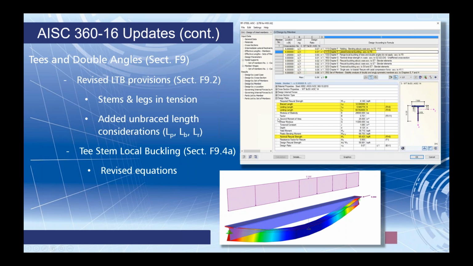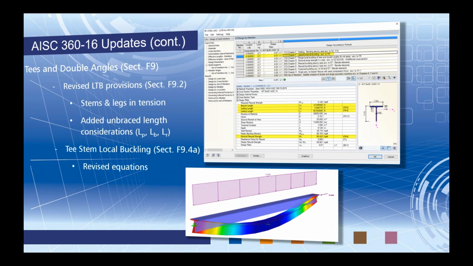Again, for my example here, you can see just a simple T section, and chapter F is listed here with lateral torsional buckling. We're going to lay out for you the brace lengths and the limiting lengths LB, LP, and LR, so you can see where you land within that scenario. And then the nominal flexural strength will be given here. Now also the T-stem local buckling according to section F9.4a, there were some revised equations here. So if you're running the 2010 versus 2016 in the module, you're going to see slightly different results available there.